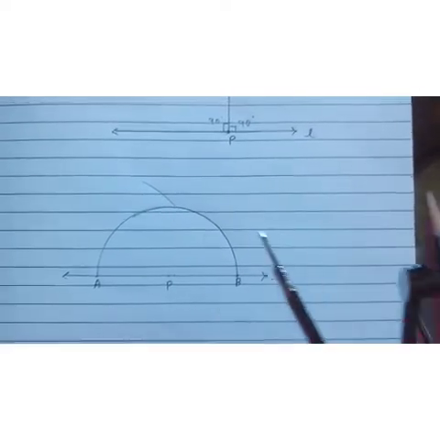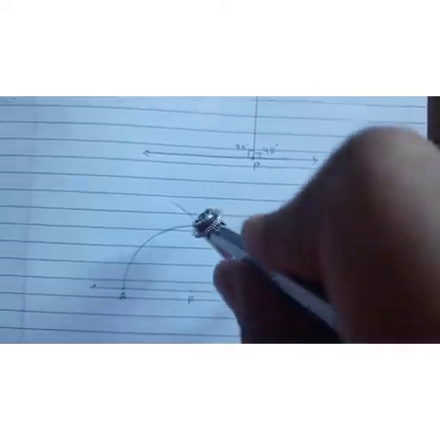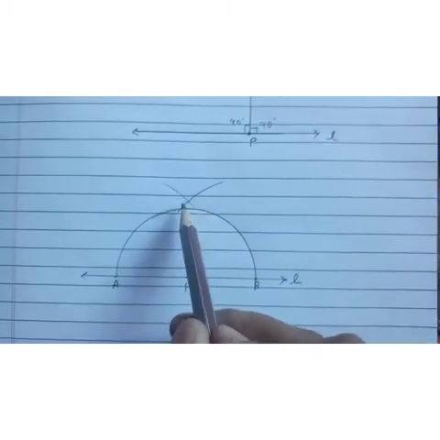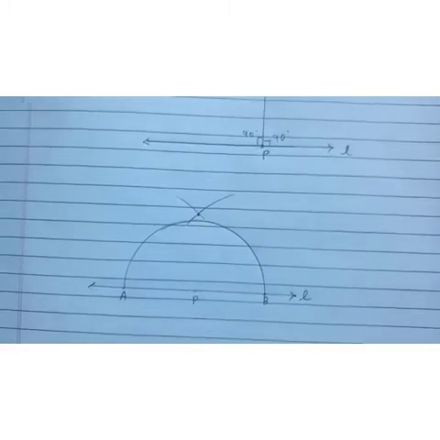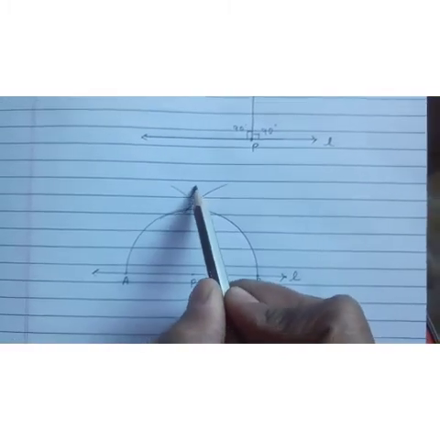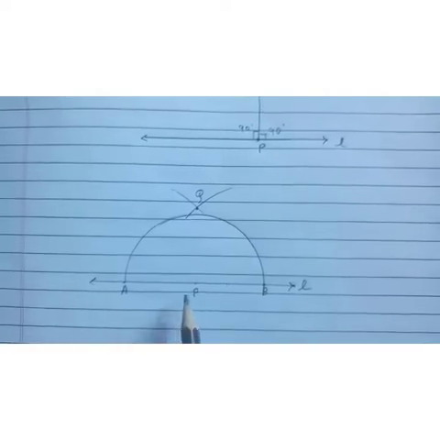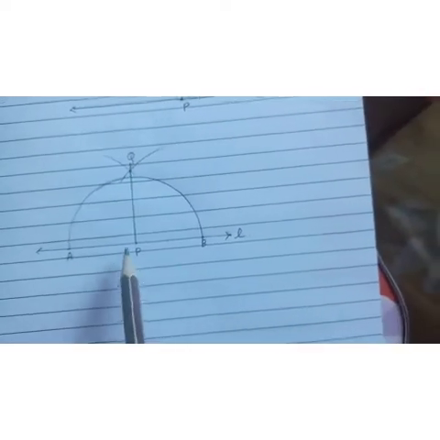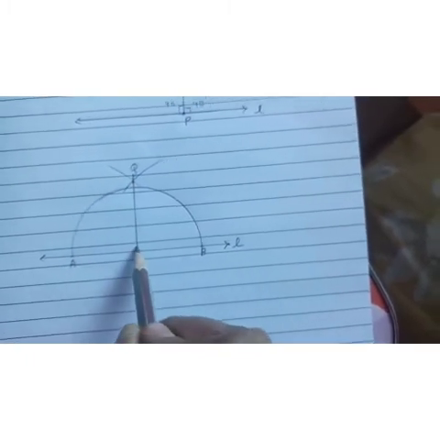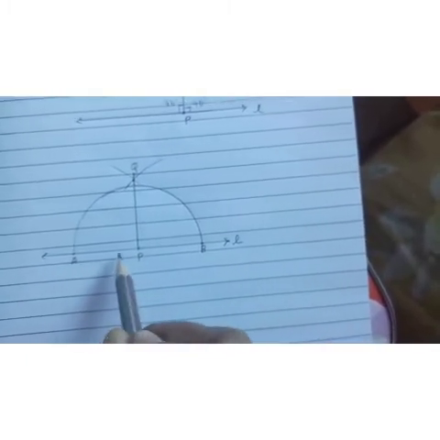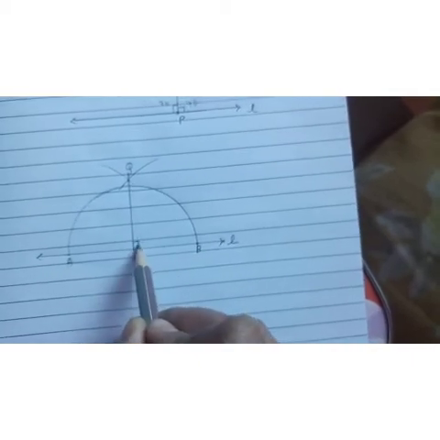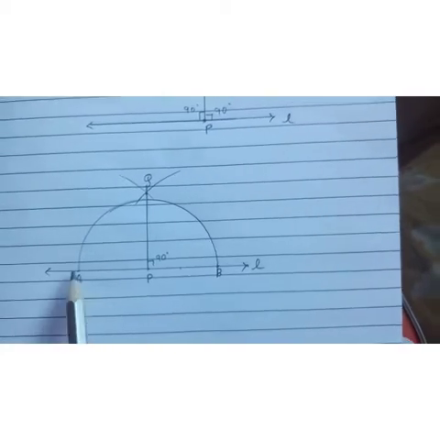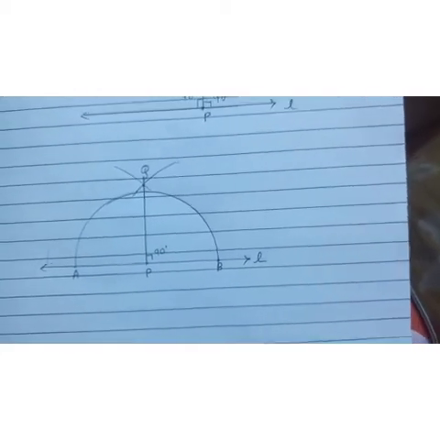And with the same radius, with B as center, draw another arc. Now we got a point here, isn't it? Now with this point, mark this as Q. Now join PQ. So children, you observe that this PQ is perpendicular to the line segment AB or the line L, 90 degrees. You can draw a complete arc or you can just cut the line. I will show you that also.